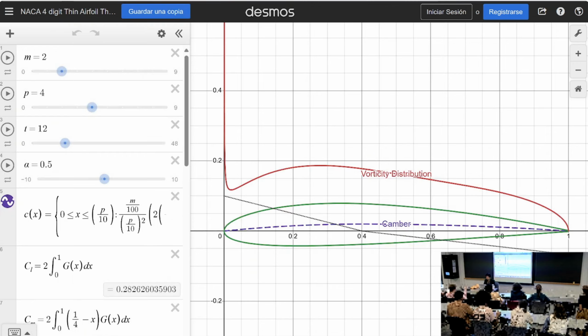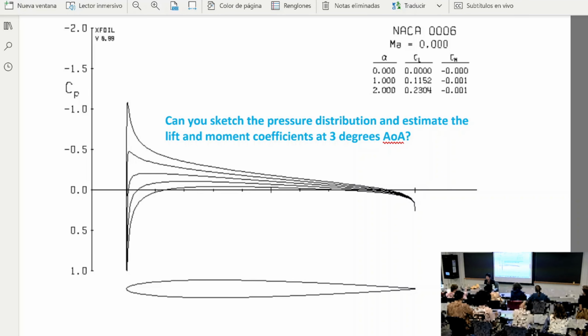One question. If you were to estimate the lift and moment coefficients, CM wouldn't change with angle of attack. That's right. CL you could do 2 pi times d alpha. Yes, so that would get your dCL. And then you add that on. Yes, that's right.